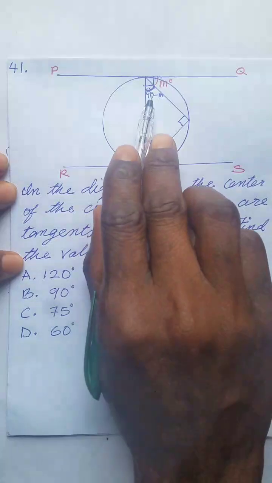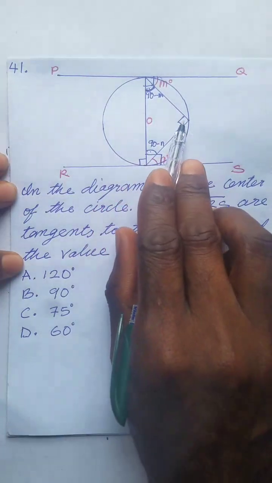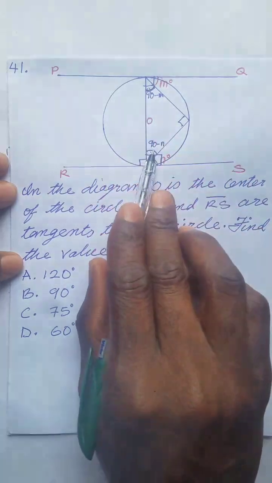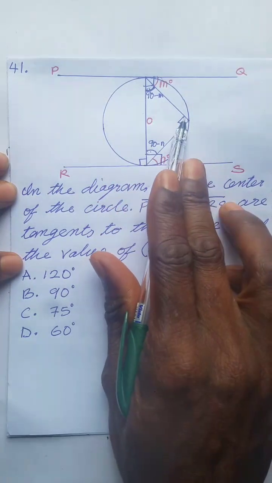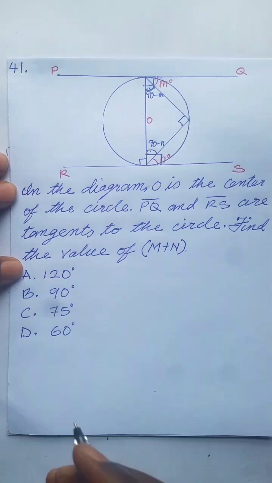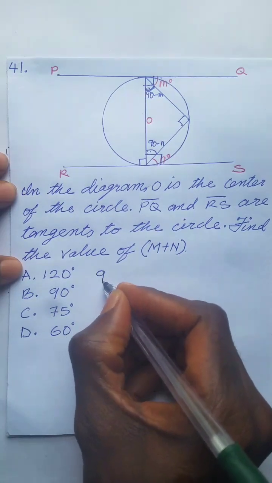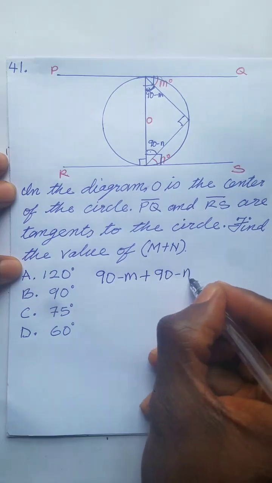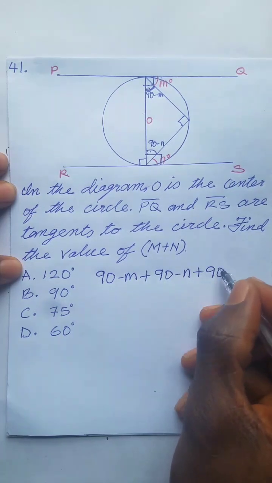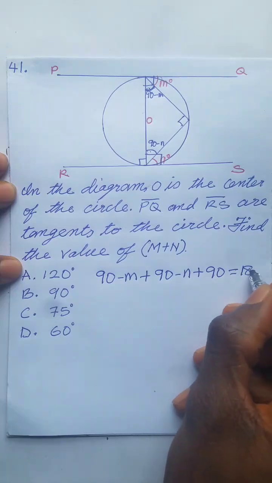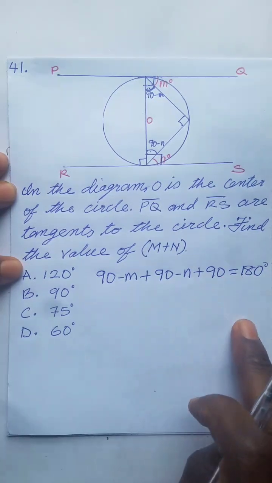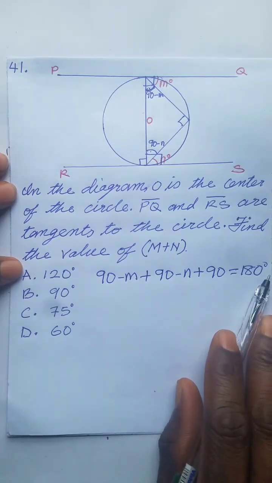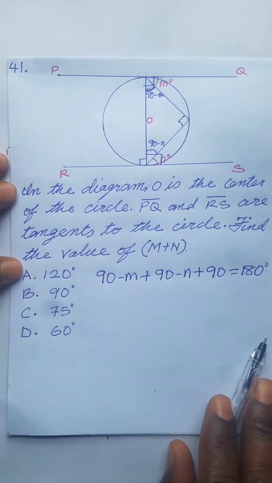So I'm going to add 90 minus m plus 90 minus n plus 90 to get 180 degrees. Or I can just say this plus this is equal to 90. Since this is already 90, any one will get you your answer. So let's start. So you have 90 minus m plus 90 minus n. Let's just go with what everyone will understand. 180 degrees. If it is theory, we just write here. It's important you write the reason you say it is 180: sum of angles in a triangle.